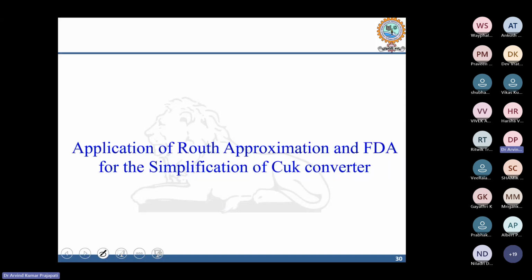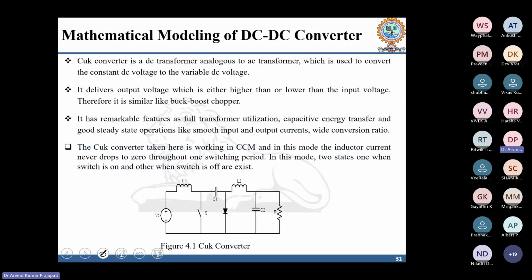Here I have implemented these techniques on the Cuk converter. So what is the Cuk converter? The Cuk converter is like a transformer. Like in AC there is a transformer, similarly in DC there is a transformer called the Cuk converter, which can increase the voltage as compared to the input voltage, or can decrease the output voltage as compared to the input voltage. So it works like a buck-boost converter, and the electrical circuit diagram of this converter is given here.